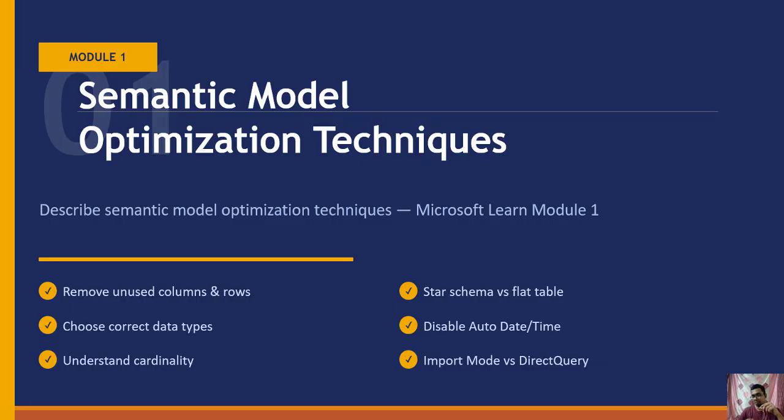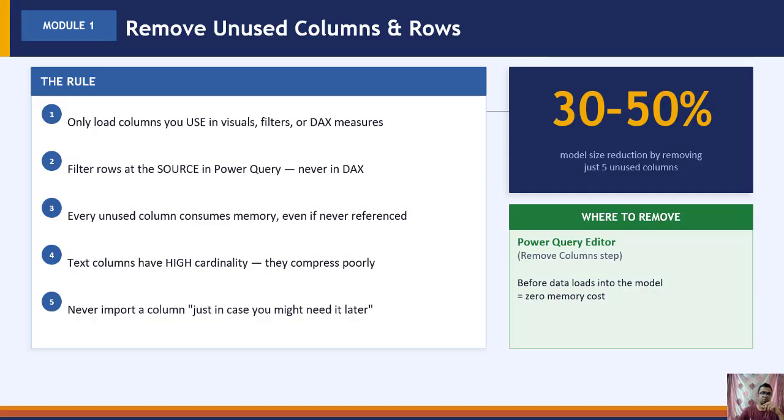So the processing time will be higher than the direct query. That also we will see in an upcoming slide. Remove unused columns and rows. Only load columns you use in visuals, filters, or DAX measures. Filter at the source in Power Query, never in DAX.